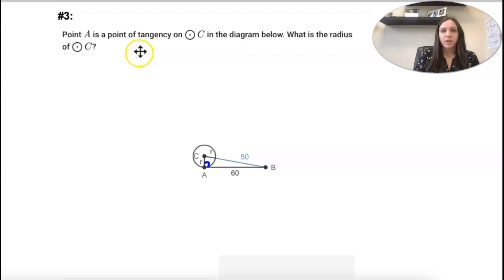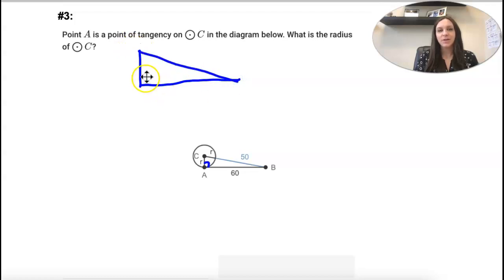So I'm going to redraw this circle just a little bigger. Out, and then down. There's my right triangle. This is 60. We're trying to find R. And then look at this side.